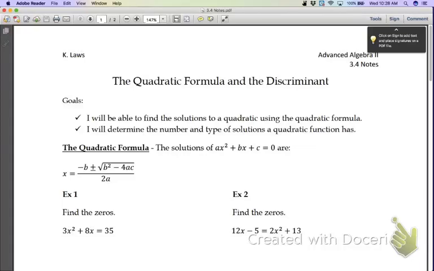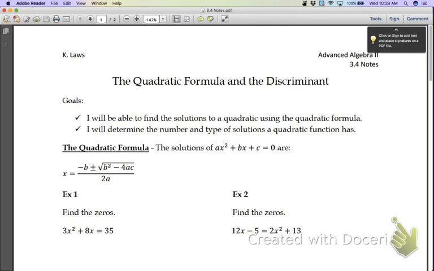So, quadratic formula and the discriminant. We'll probably just get through the quadratic formula and then we'll finish with the discriminant tomorrow, even though the discriminant is really just a part of the quadratic formula. So, the quadratic formula is one of those that you can use at any point.